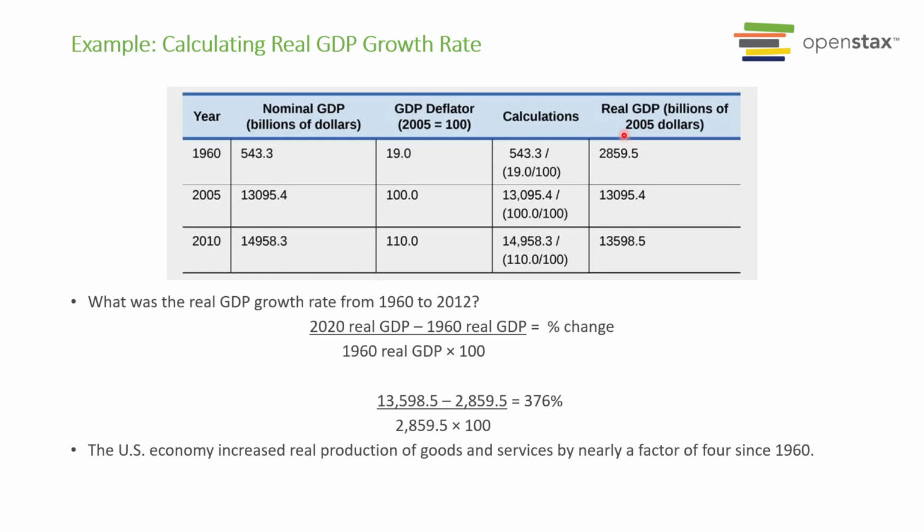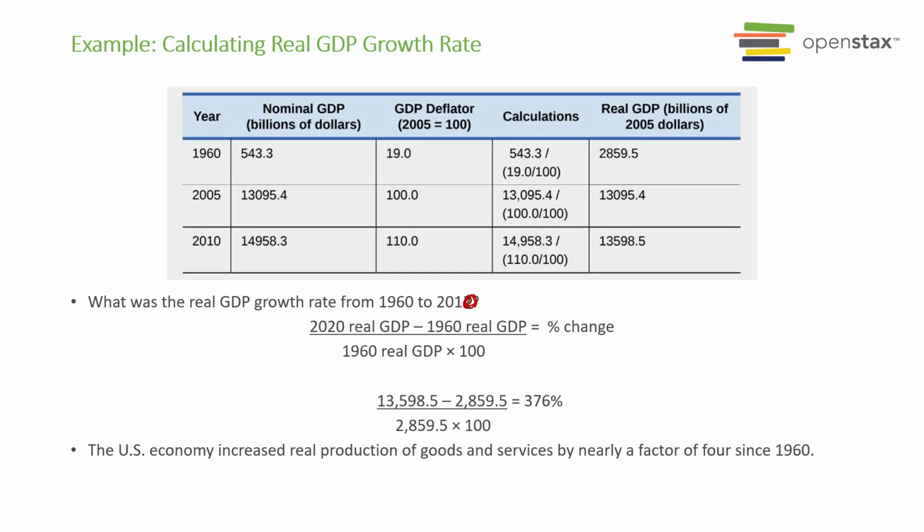2,859.5, 13,095.4, 13,598.5 billions of dollars. So here is the question: what was the real GDP growth rate from 1960 to 2012? I think they meant to write 2010 because this isn't 2012 here, so that could be a small typo by your textbook author. Turn that into a 10.